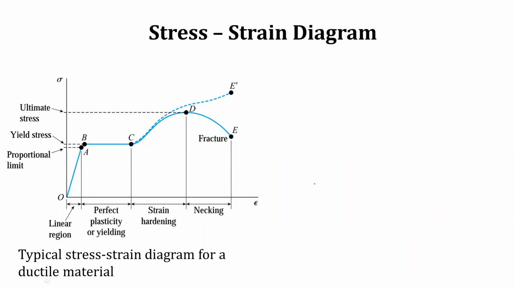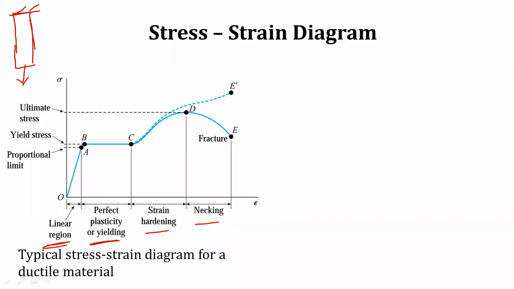Certain regions are there. First region is linear region, then perfect plastic or yielding region, then strain hardening and necking. So what happens is that if we start loading a member, suppose this is our specimen. If we start applying loading this way, and suppose this is fixed, if we gradually increase the load, what will happen? Slowly it will change in dimension. Length will increase and diameter will reduce.